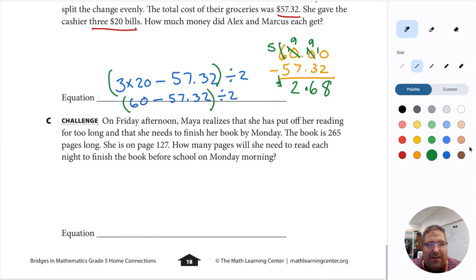Last one. This is not really a challenge. We said in class, these aren't really challenges. In fact, I think this one might be easier than the previous one. You just have to think a little bit. Get your thinking caps on. All right. It's Friday afternoon.